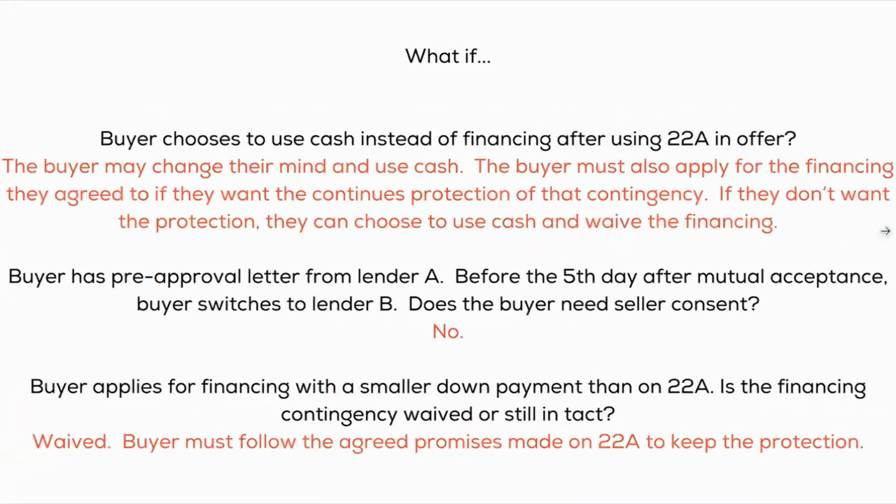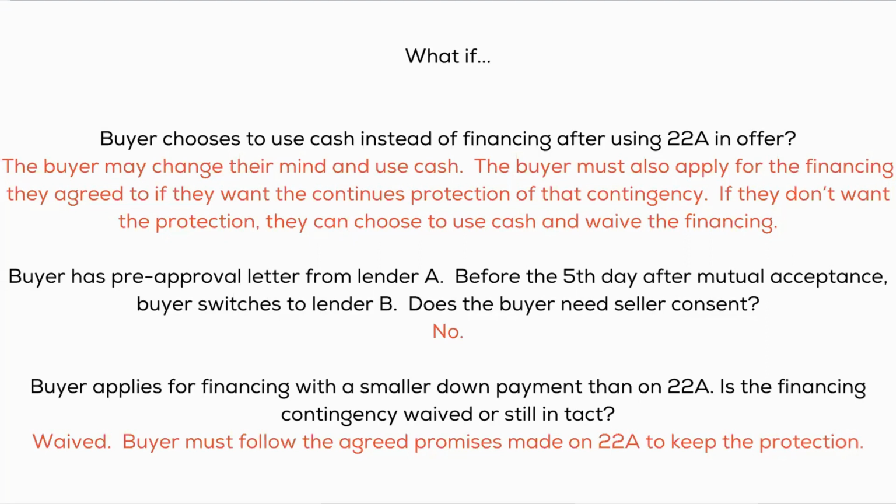What if the buyer chooses to use cash instead of financing after using the 22A in their offer? Well, the buyer can change their mind and use cash. The buyer also, though, has to apply for the financing they agreed to if they want the continued protection of that contingency. If they don't want the protection, then go ahead and use cash. The financing contingency is waived if they don't follow the rules they said they were going to follow.